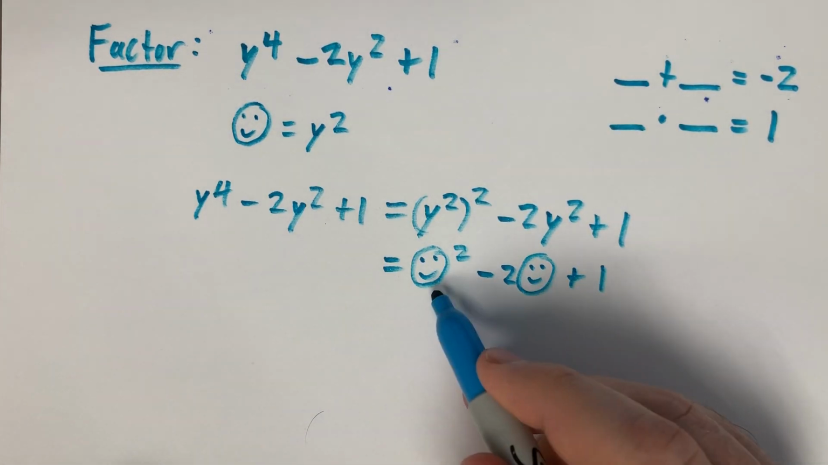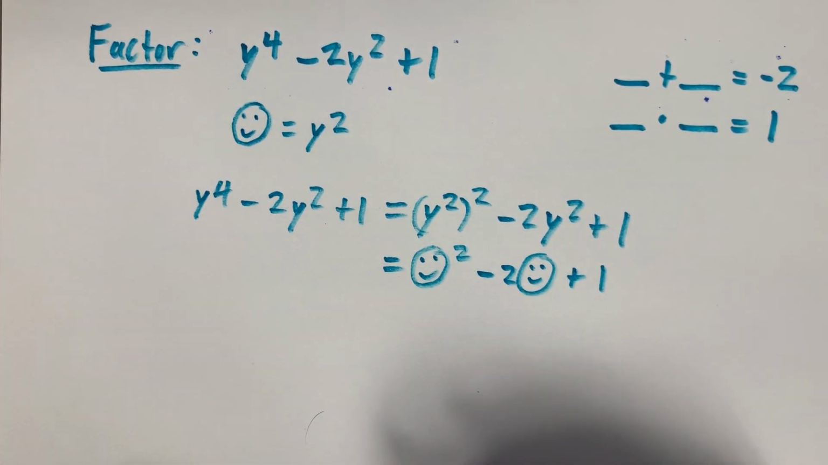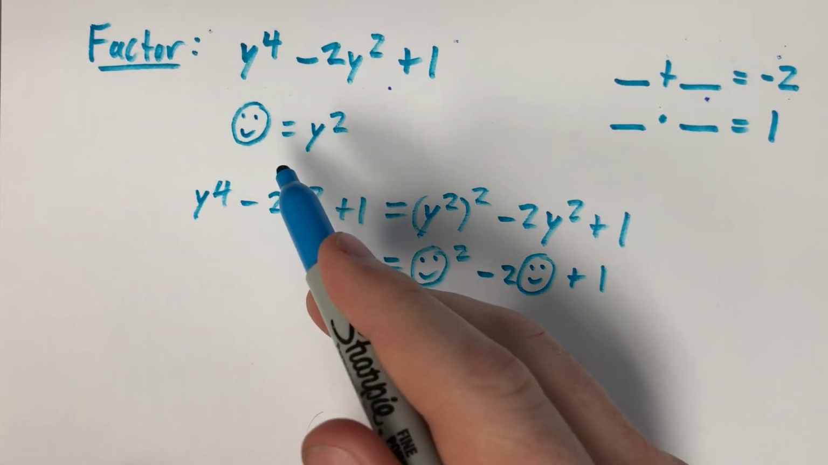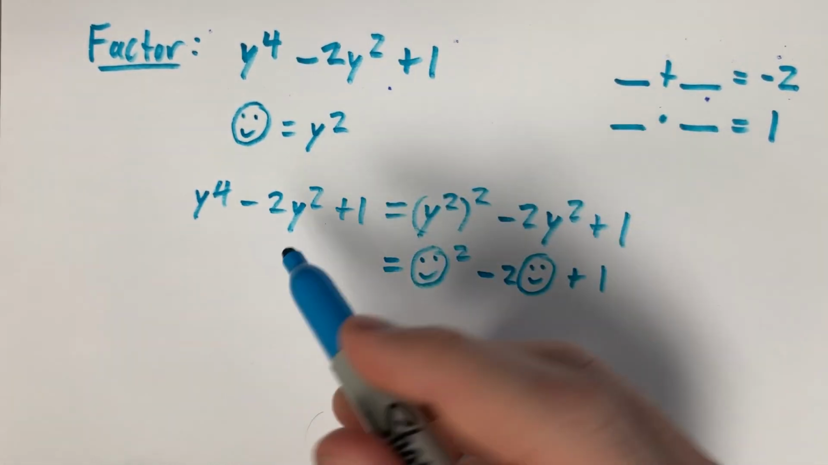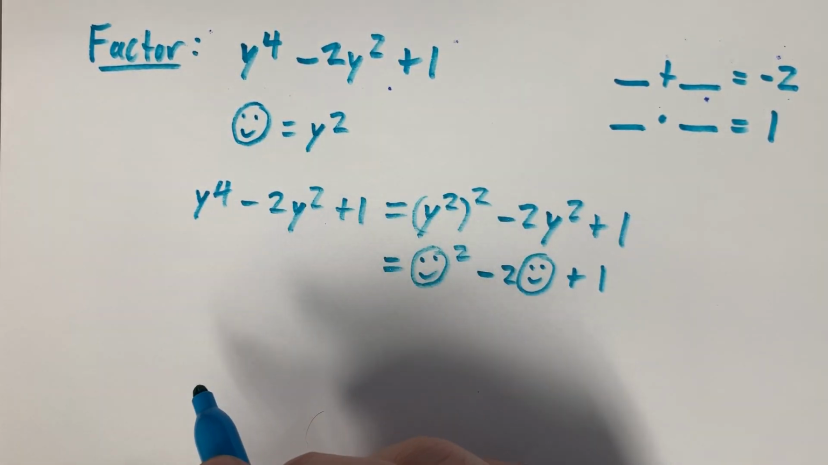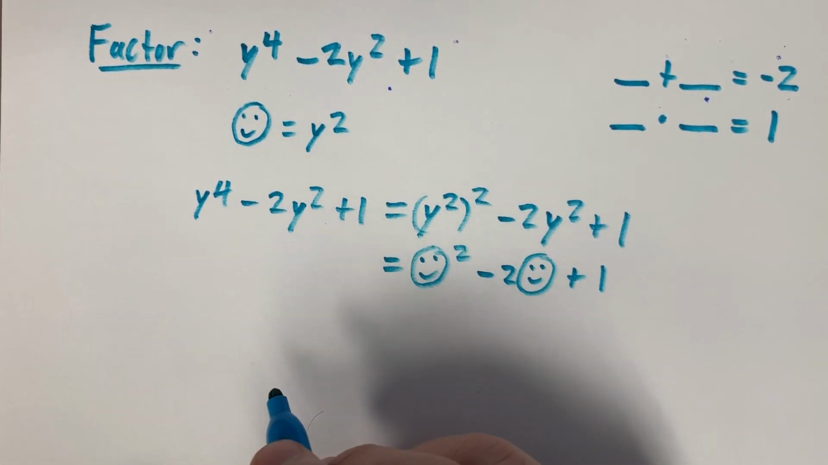Okay? Now we're just going to have to treat smiley face as a new variable here. You can let it be u, you can let smiley face be some weird Greek letter, you can let it be z, it really doesn't matter. I use smiley face just to show you that it doesn't matter what you call your variables.